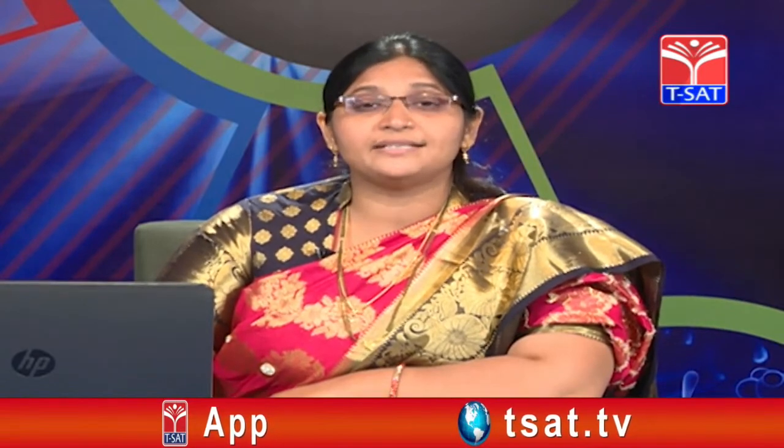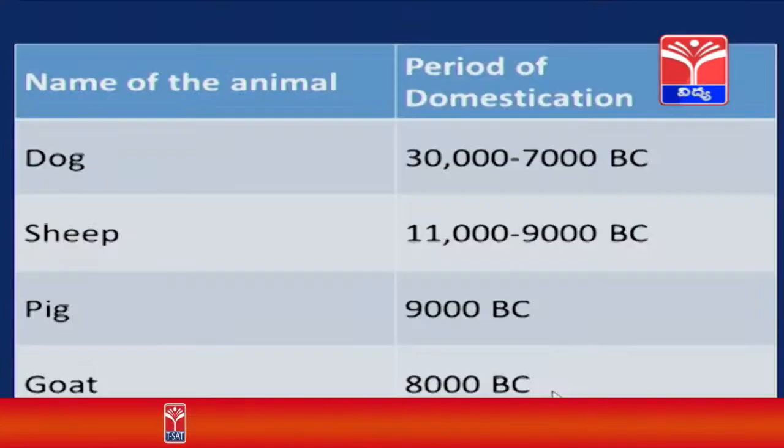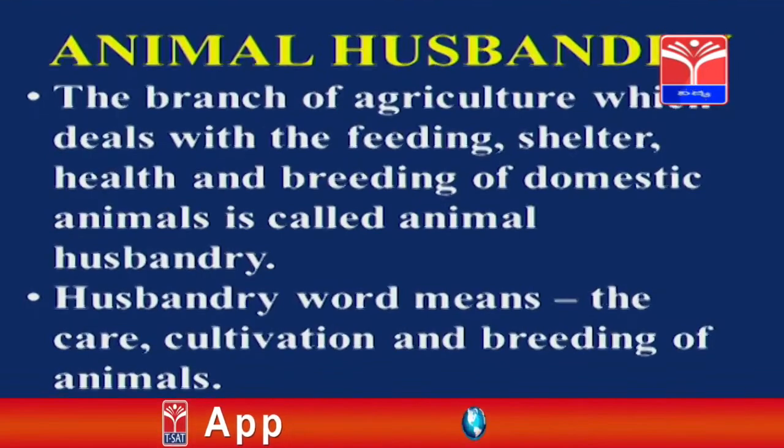This shows that the domestication of animals started long back. It has taken so many years, from the ancient man itself, that the domestication of animals has been going on. Have you understood children? Yes. Now what do you mean by animal husbandry?